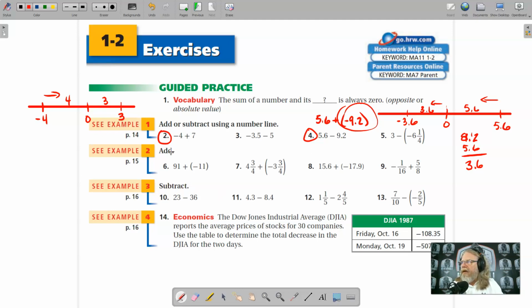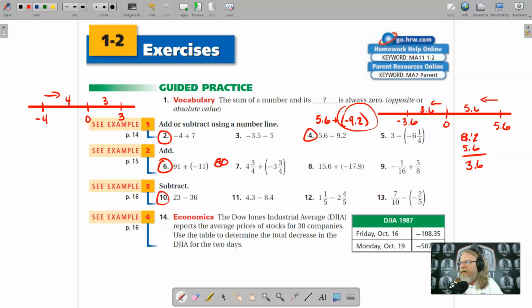On number 2, it says to add. Let's go ahead and let's just jump on this one here. Negative 91 plus 11. So we're adding. One's positive, the other one's negative, so we know we need to subtract. 91 minus 11 is 80. And the 91 has the greater absolute value, and it's positive, so our answer would be positive.